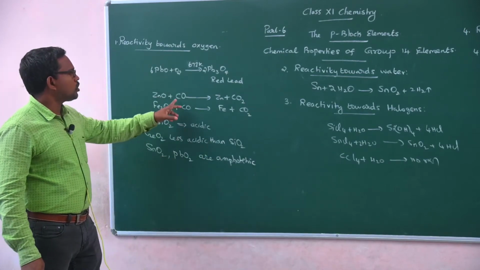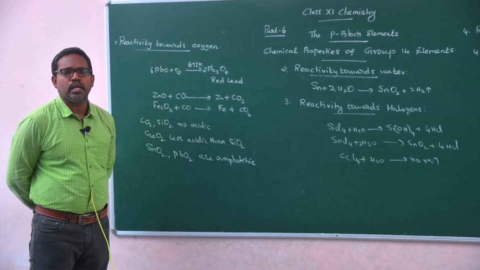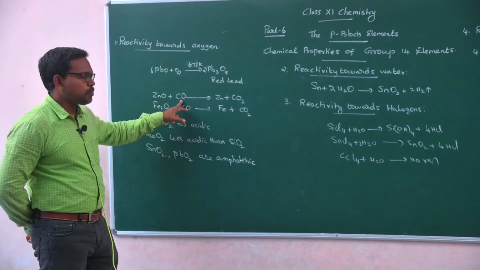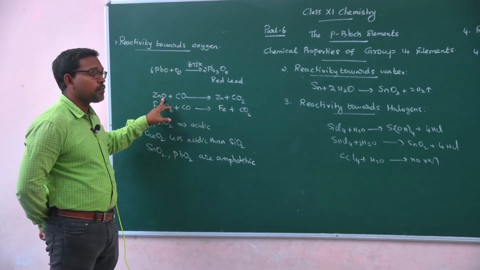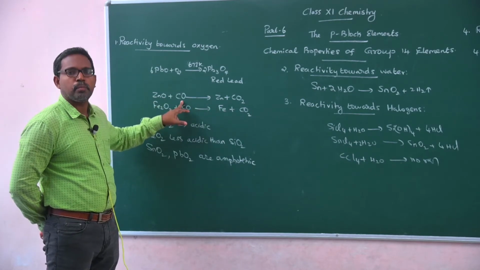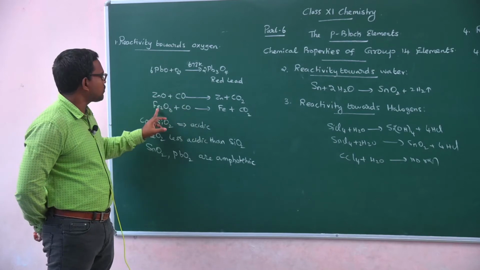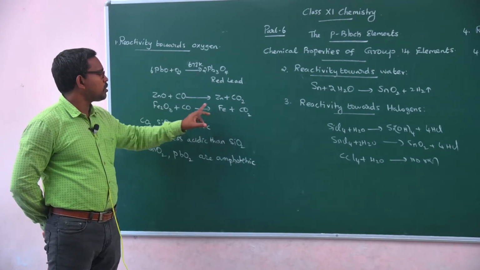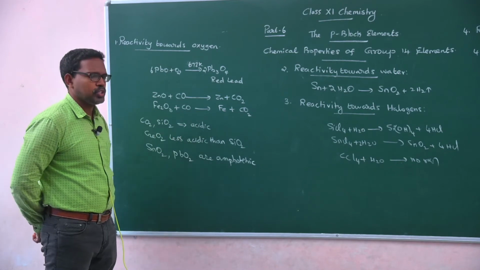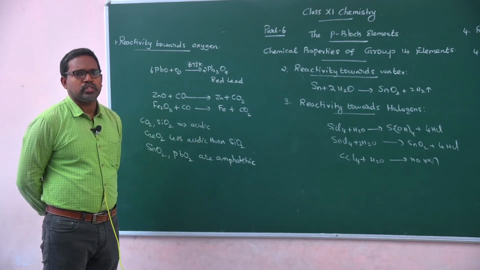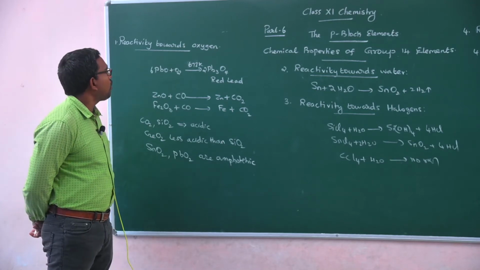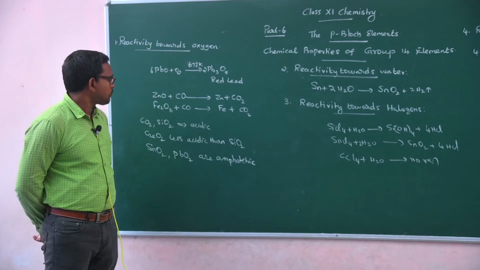And also the monooxides act as powerful reducing agents in metallurgical processes, while converting zinc oxide to zinc by using carbon monoxide as the reducing agent, and ferric oxide to iron by using carbon monoxide as a reducing agent. The monooxides and dioxides are generally formed by all the elements of group 14.